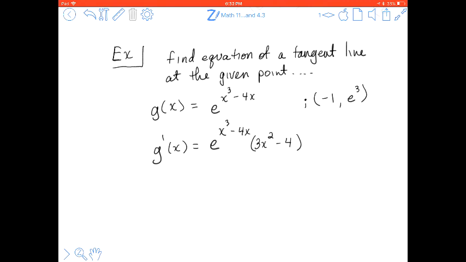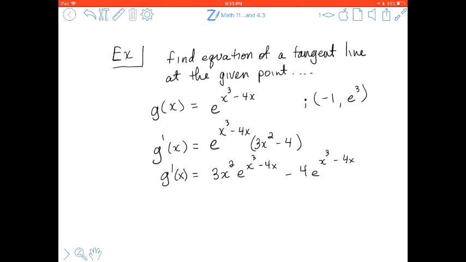So if we wanted to simplify this a little bit, we could distribute this term to that and to that. So we're going to have 3x squared e to the x cubed minus 4x minus 4e cubed. So that's the derivative.